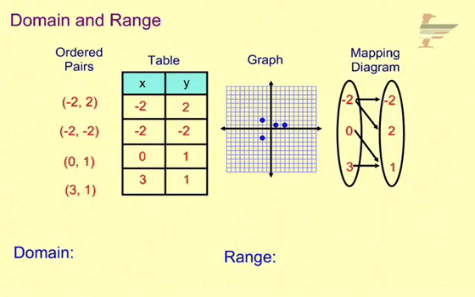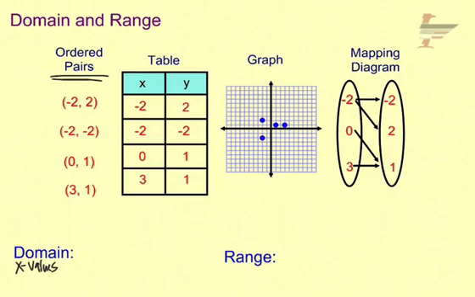Here we have four different ways to represent a relation, and I just want to talk about how to find the domain and range depending on which representation you're given. So in this first grouping, if you are given ordered pairs, to find the domain, what you're looking for are the x values. So domain are those x values, those are the input into the relation.